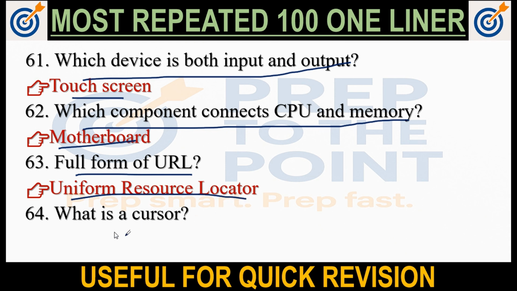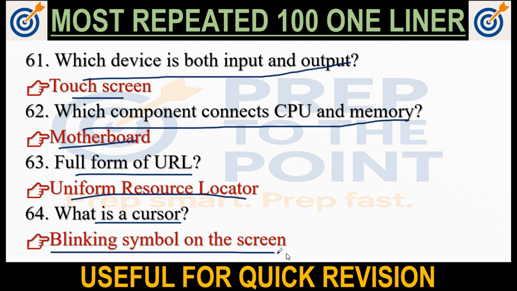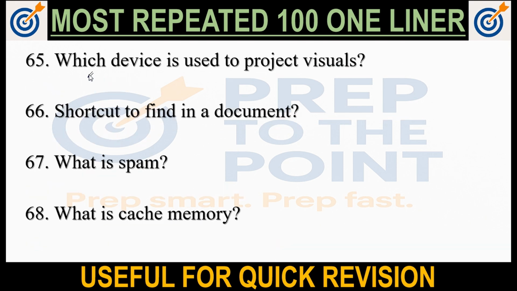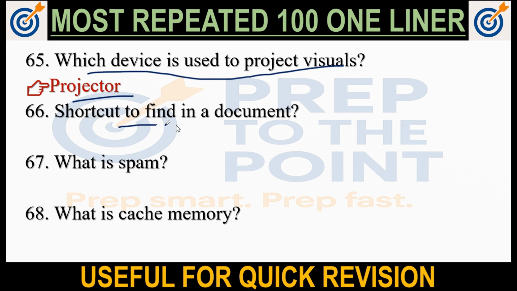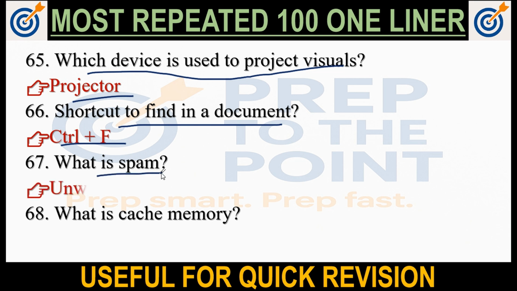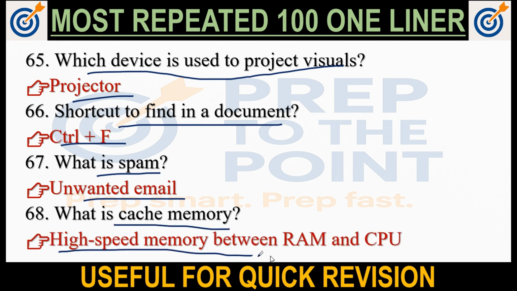Full form of URL, Uniform Resource Locator. What is a cursor? Blinking symbol on the screen. Which device is used to project visuals? Projector. Shortcut to find in a document, Control plus F. What is spam? Unwanted email. What is cache memory? High speed memory between RAM and CPU.